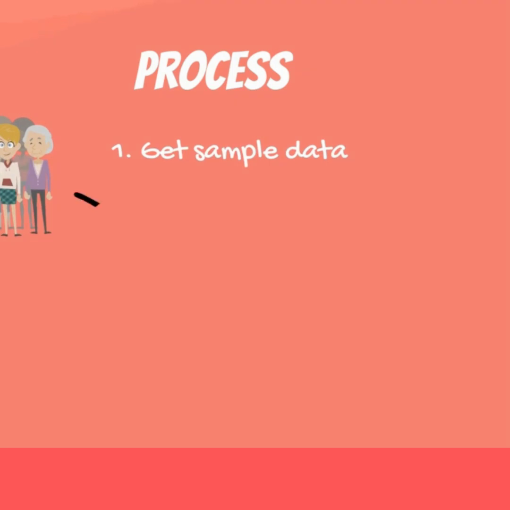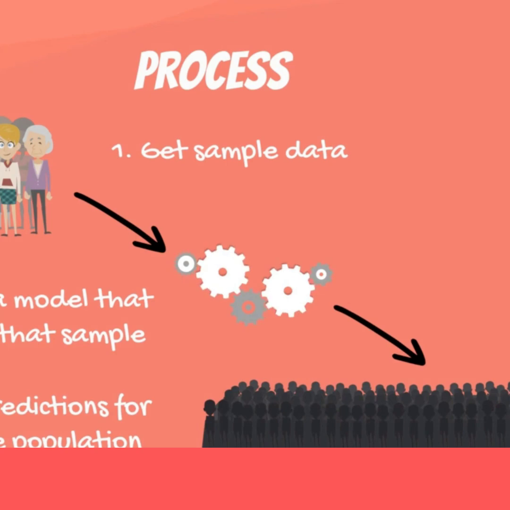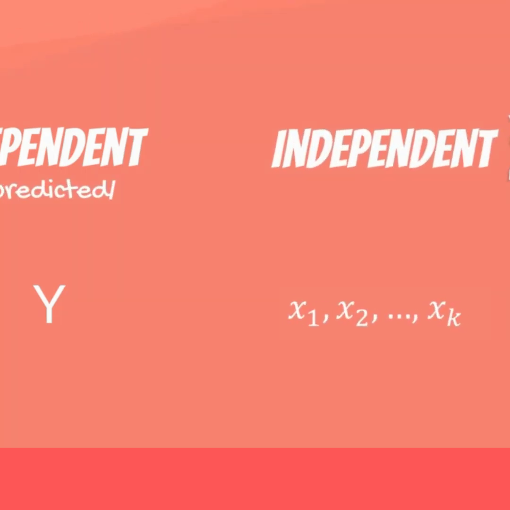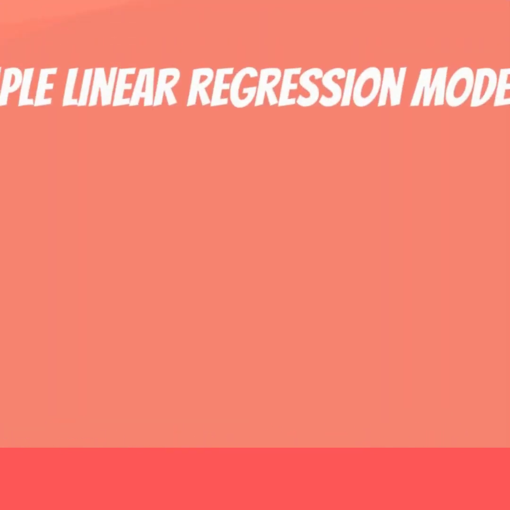The process goes like this. You get sample data, design a model that explains the data, and then make predictions for the whole population based on the model that you have developed. There is a dependent variable labeled y being predicted, and independent variables labeled x1, x2, and so forth. These are the predictors. Y is a function of the x variables, and the regression model is a linear approximation of this function. The easiest regression model is the simple linear regression.